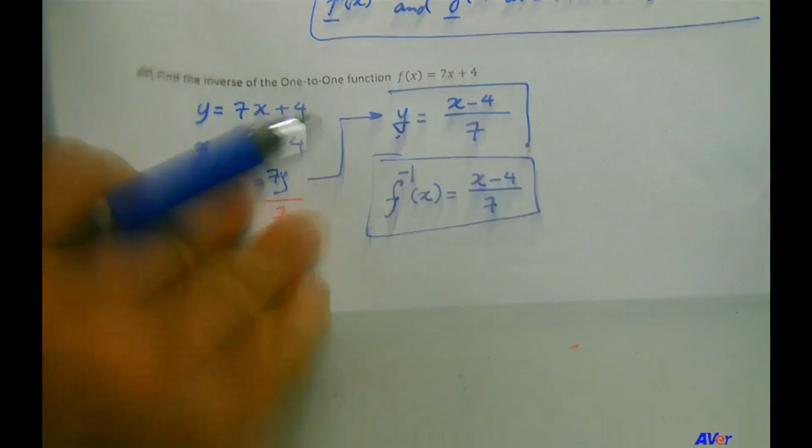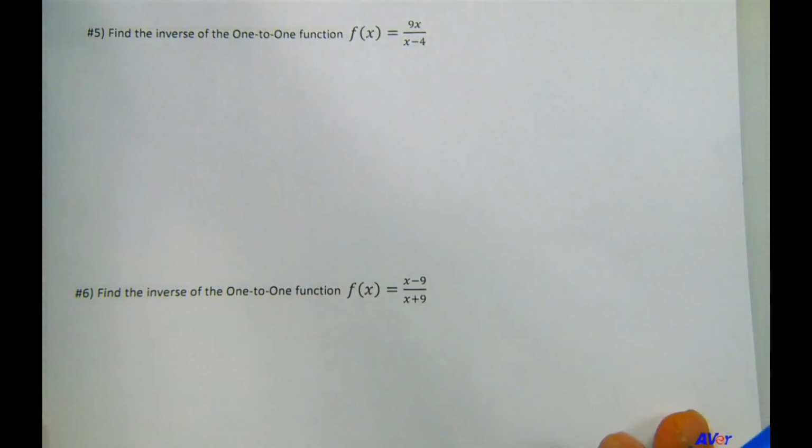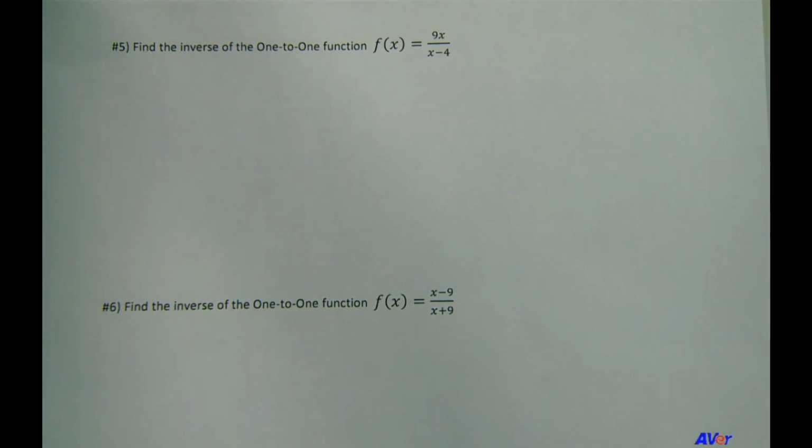Okay. All right, so number 5, it says find the inverse of the one-to-one function. Okay. So again, you can see examples numbers 5 and 6. Pause the video, please. Right there, right now it's the perfect time to pause the video, write down your solution on a piece of scratch paper for both of these problems, and then come back to the video. Okay?